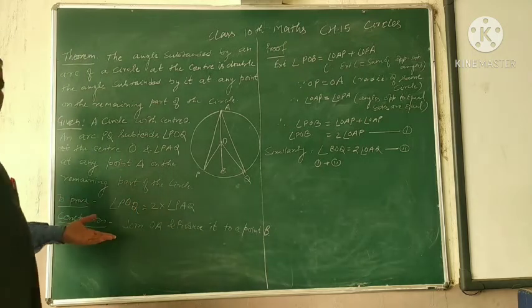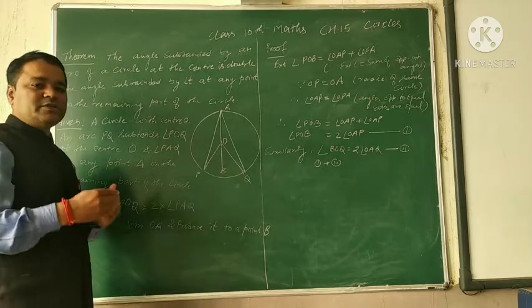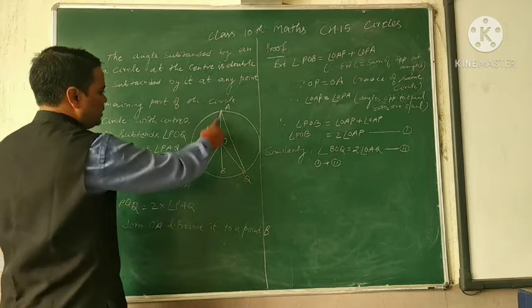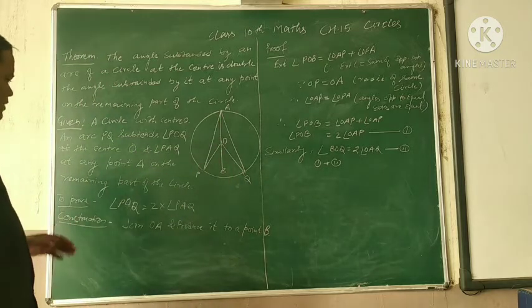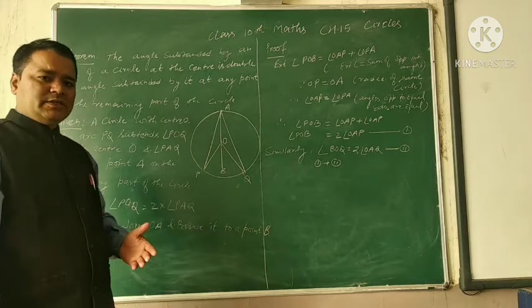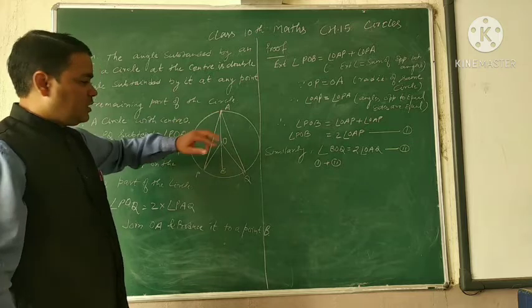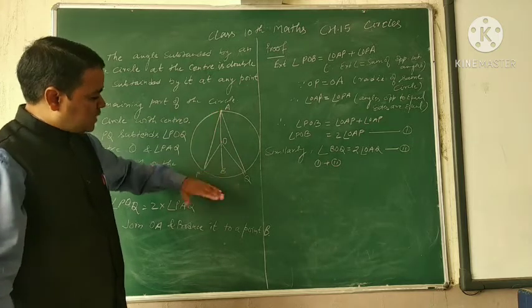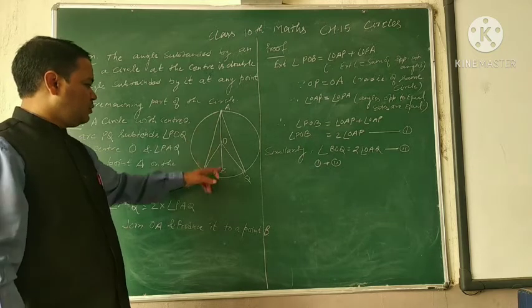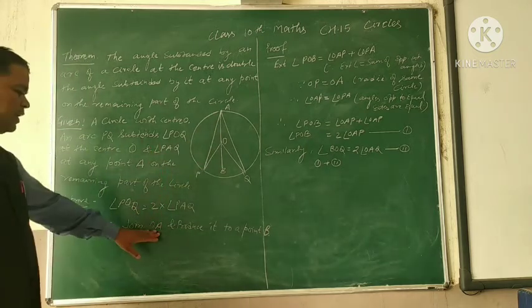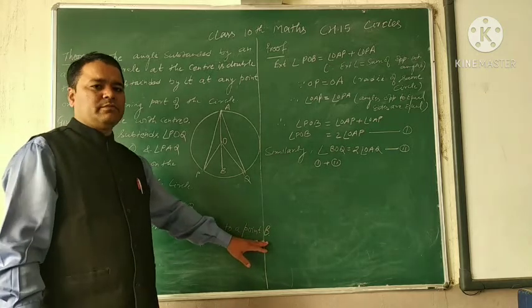Then what we have to prove? We have to prove that angle POQ is 2 times angle PAQ. Okay? For this, we make a construction. We just join OA. We join AO and proceed it up to B. Okay, proceed it up to B. We join OA and produce it up to point B.